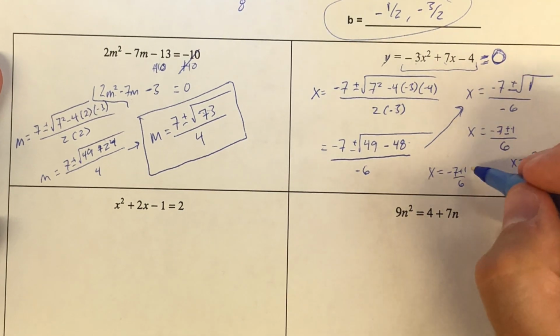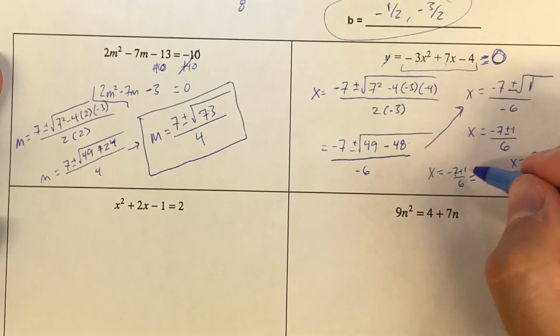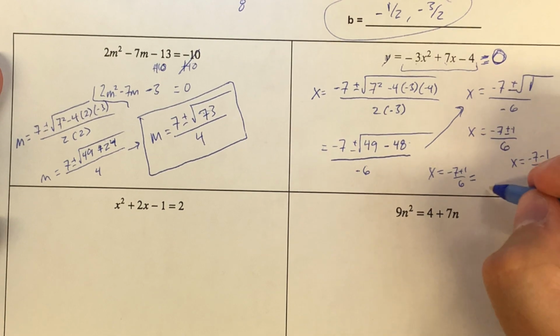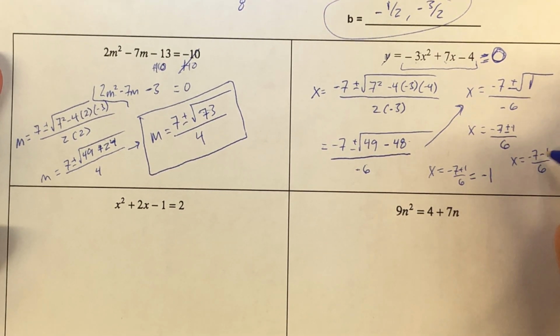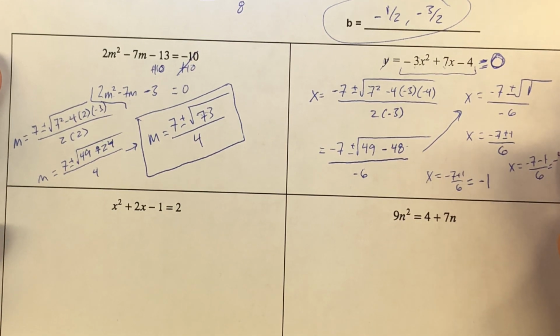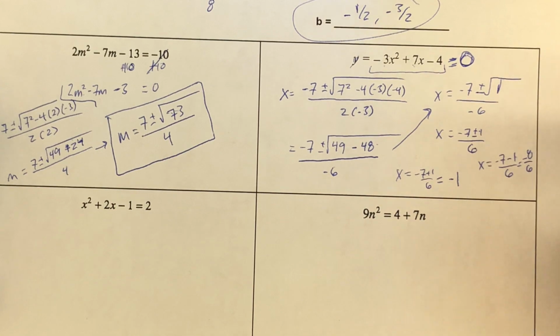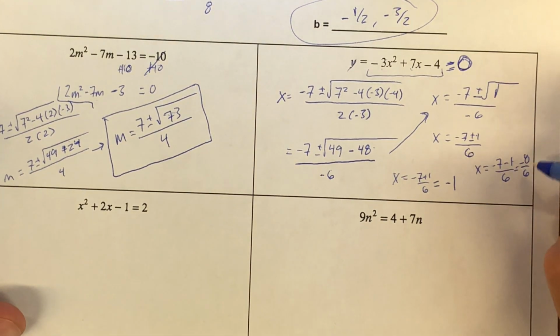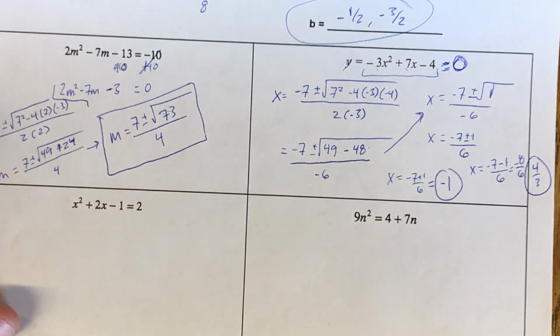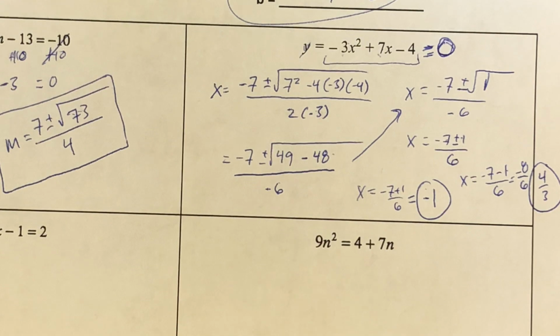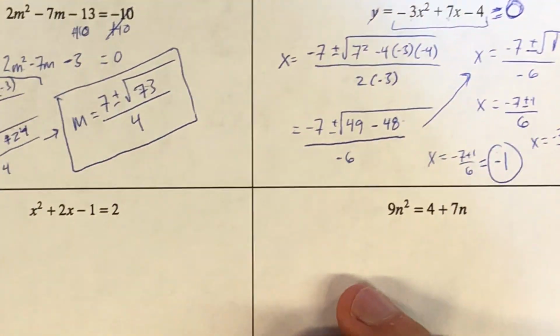Negative 7 plus 1 is negative 6. Negative 6 over 6 is negative 1. And here, negative 7 minus 1 is negative 8 over 6, which you can divide both by 2 to get 4 over 3. So we have 4 over 3, negative 1. Sorry, not a lot of space for you there.